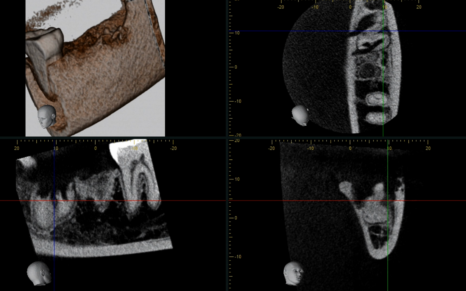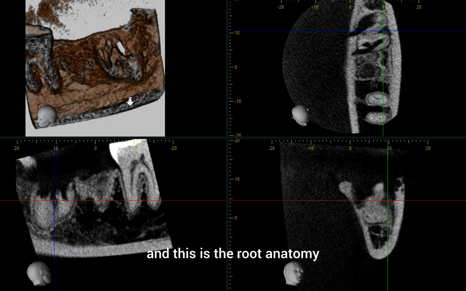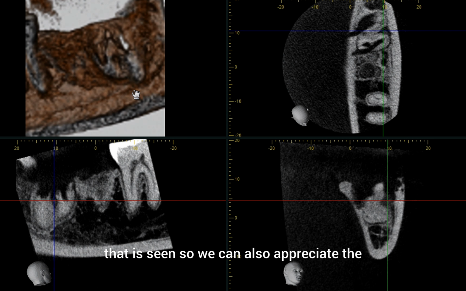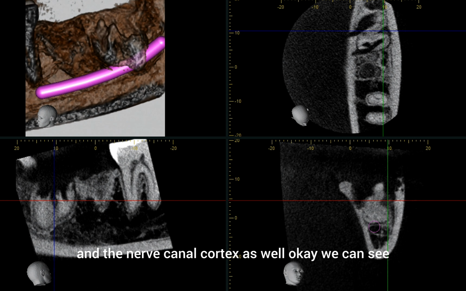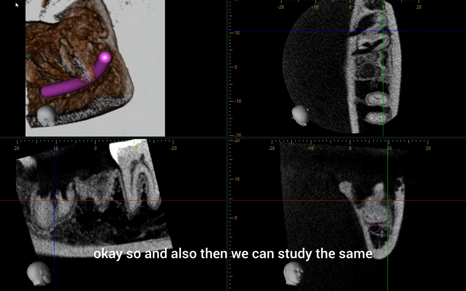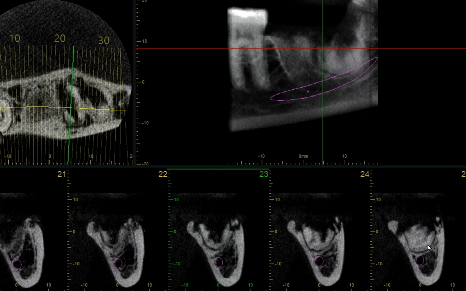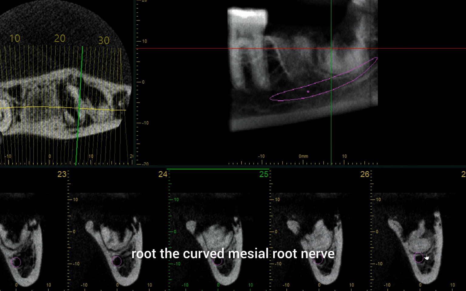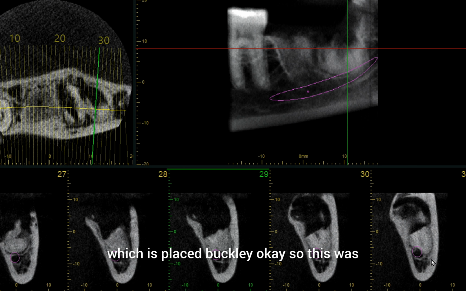We'll just remove the cortices. So the buccal cortex has been removed, and there is the root anatomy that is seen. We can also appreciate the burr marks that are seen, and the nerve canal cortex as well. Okay, we can see how lingually the nerve canal is being compressed. Then we can study the same thing in the cross section photos also. Okay, so this is the thing. There's the mesial root, the curved mesial root, nerve and root contact, and the distal root which is placed buccally.